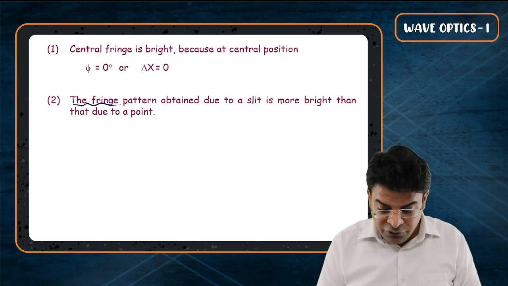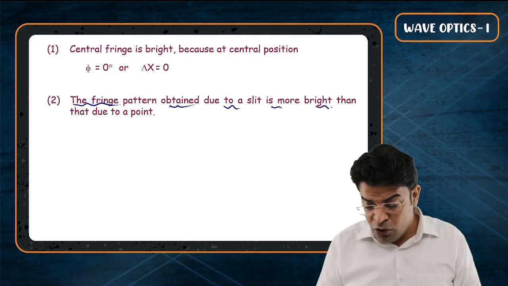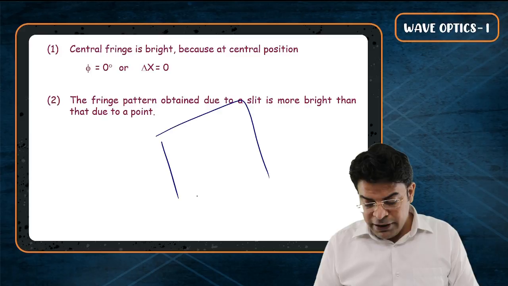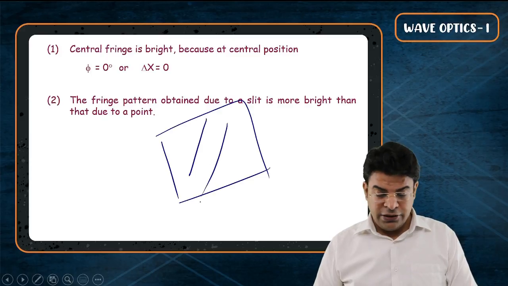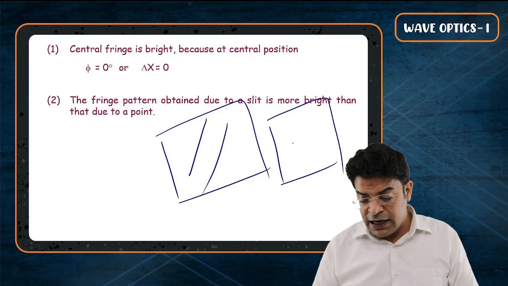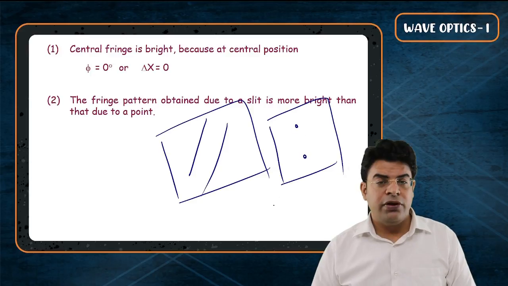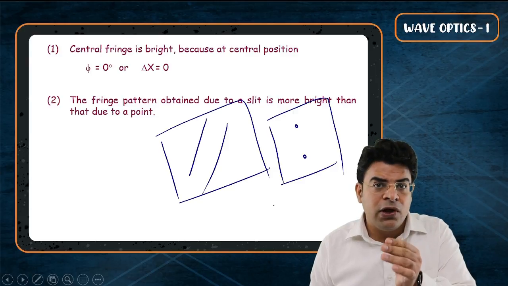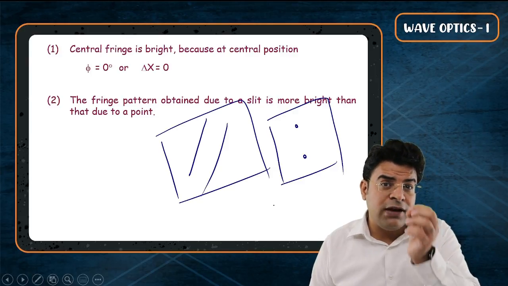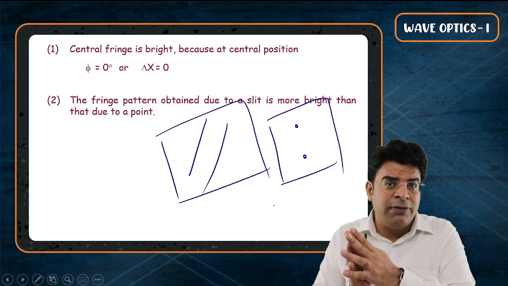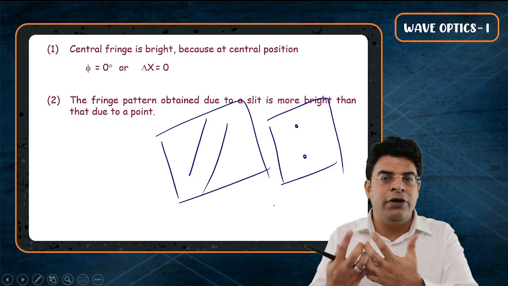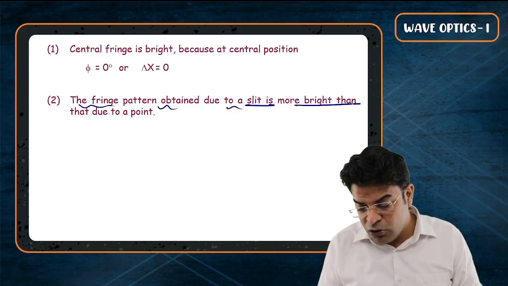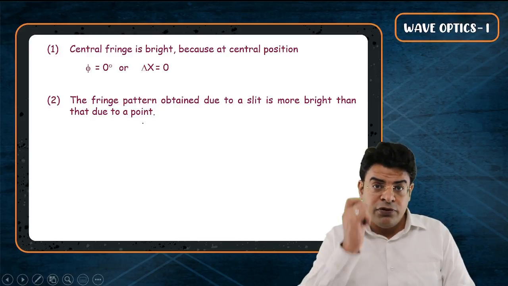Next point, the fringe pattern obtained due to slit is more bright than due to a point. If rather than making slits on the cardboard sheet, we take the cardboard sheet and make 2 holes on it, then definitely through 2 holes lesser amount of light will enter. If lesser amount of light will enter, the interference pattern won't be bright enough to be observed. So that's why the fringe pattern obtained due to slits is more bright than if you make pinholes on the cardboard sheet.